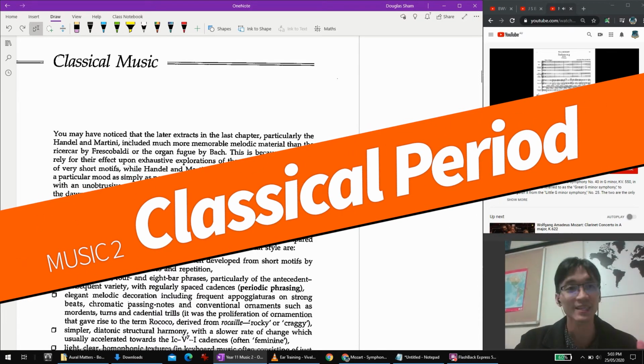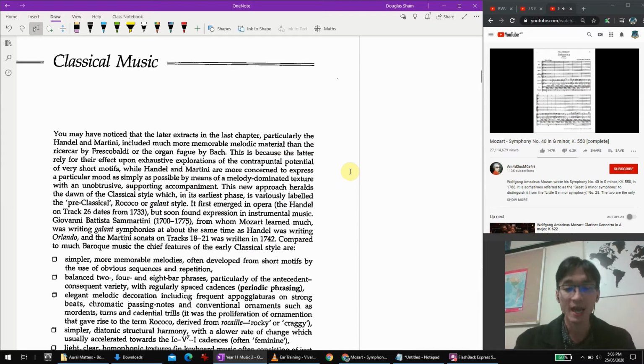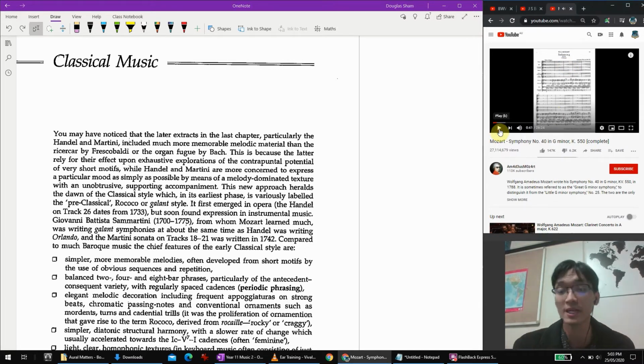Today we're going to talk about the classical period. This piece right here is Mozart's 40th Symphony. It demonstrates the characteristics of the classical period really well. So if you want to understand more about the classical period, that's a great place to start analyzing, getting an idea of how the phrases work, how things like sequences are used, how phrasing and melodies are written, how to get a balanced sound and a simple harmony and stuff like that.